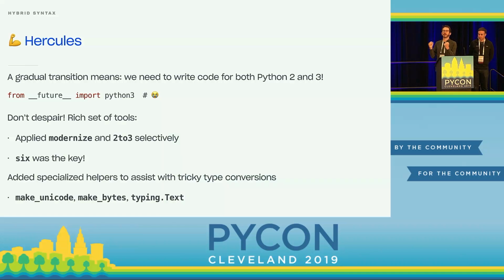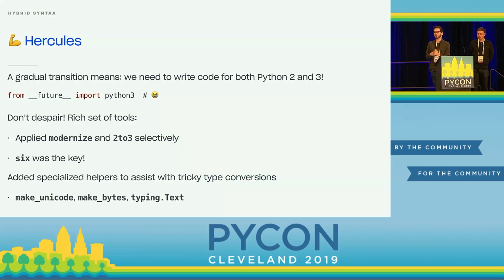But it was not that bad, as there is a rich set of tools that can really help you there. We used a bunch of modernize and 2to3 really selectively, rather than throwing the whole code base at it, and mostly to fix the obvious issues. Your syntax has changed: for exceptions, you cannot have a comma here and there, you need as, and things like that. Obvious issues that work on 2to3. So we fixed that. But for us, really the key was six.